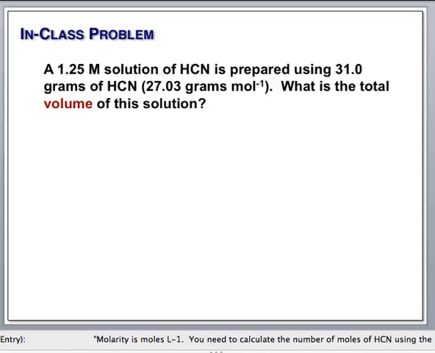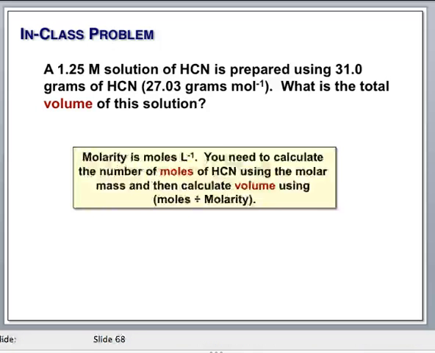The same basic equation, just remember that. Moles divided by volume is molarity, right? So here we need to simply take moles divided by molarity, and that's going to give us our volume. We have 31 grams. We know the stuff is 27 grams per mole. Mass divided by molar mass is moles.